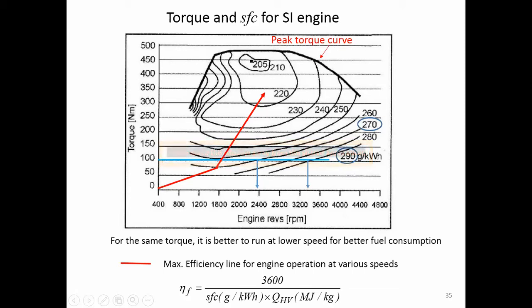So this is what the engine fuel consumption map tells us, and by this we can determine how our engine should be run when it changes from one speed to another speed and to another speed. We can make a plot.